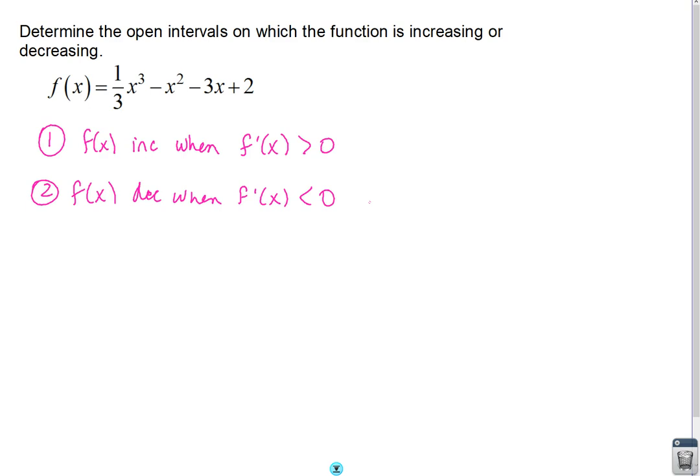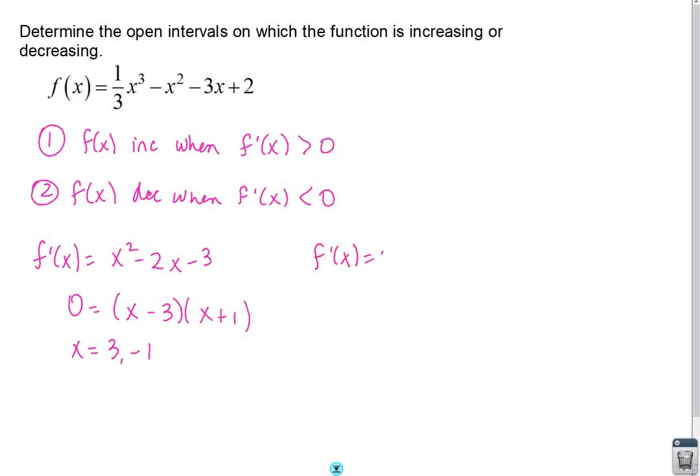So whenever my derivative is equal to 0, then I can maybe determine what's happening on either side of those points. So let's start out with our derivative. f prime of x is equal to x squared minus 2x minus 3. I'm going to set that equal to 0, so I'm going to factor this. Oh, it's our favorite, everybody loves to factor. Minus 3 plus 1. So it looks like f prime of x is equal to 0 when x is equal to 3 and negative 1.